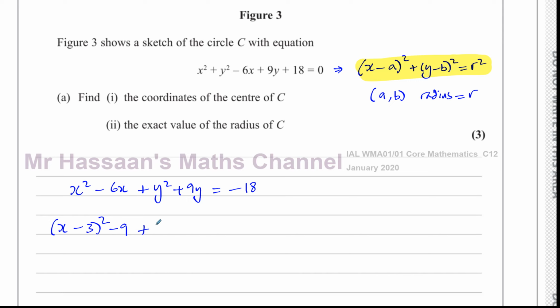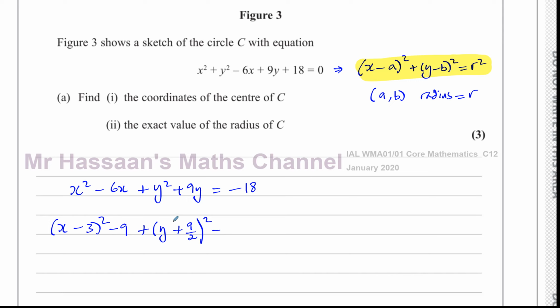And then for the next section, I'm going to have y plus half of the coefficient, so 9 divided by 2. I'll just leave it as 9 over 2 to make it easier. Squared. And then I've got to take away the square of this number, because when I square this bracket, I'm going to get y squared, plus 9y, and then plus 81 over 4, which I don't want, so I'm going to take it away. So minus 81 over 4 equals negative 18.